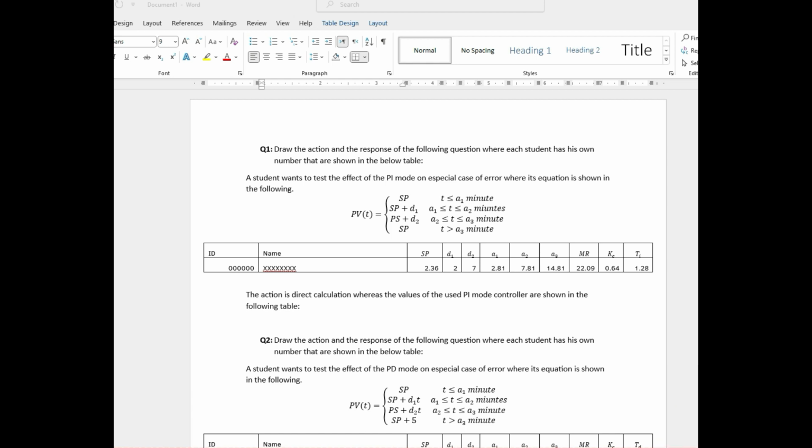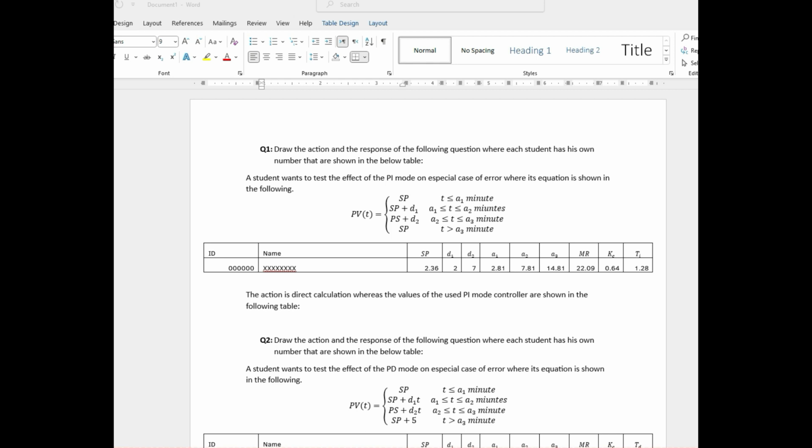Draw the action and the response of the following question, where each student has his own number that are shown in the below table. Of course, I just put here some anonymous ones and given values for these symbols or letters. Now, a student wants to test the effects of PI mode.